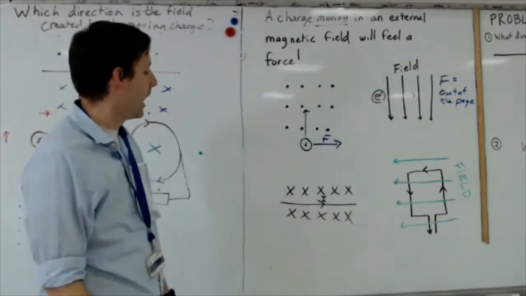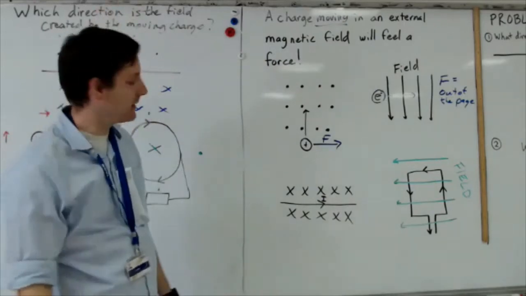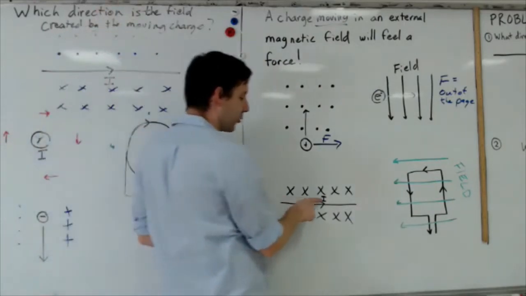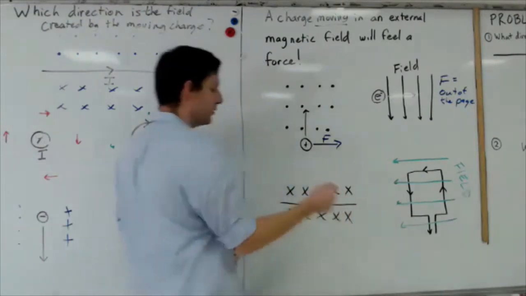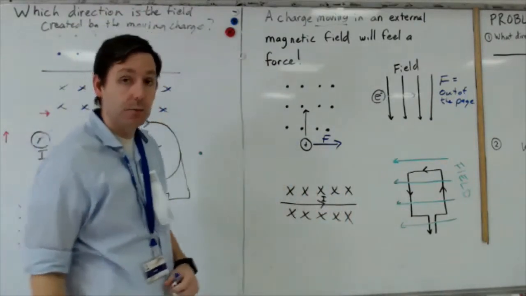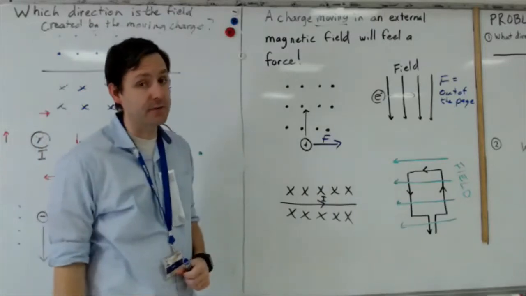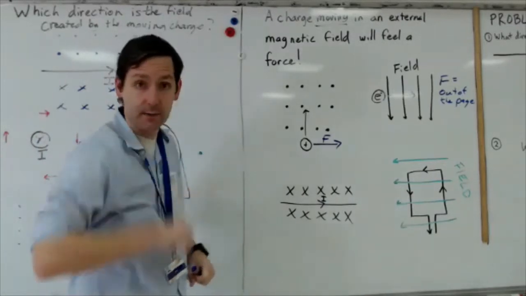There you go. Let's try a different one. Let's try a slightly different one. This one right here, we've got current going through a wire, which is in a magnetic field that's going into the page. Remember, we're talking about the positive current, even though we know it's the negatives that are moving.